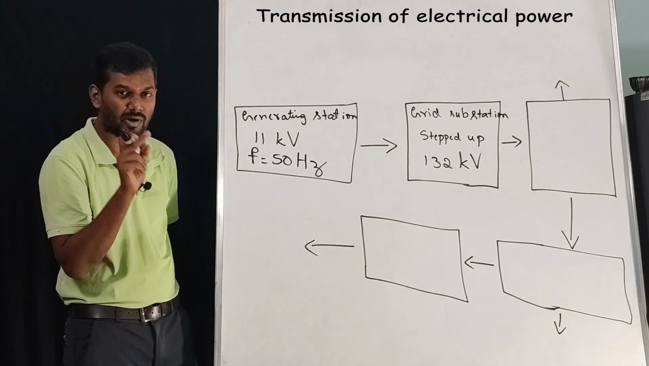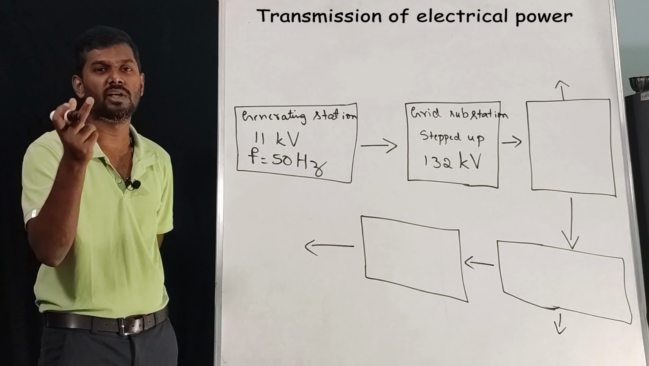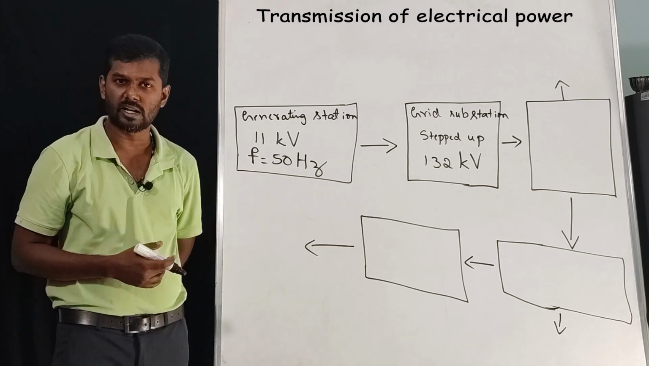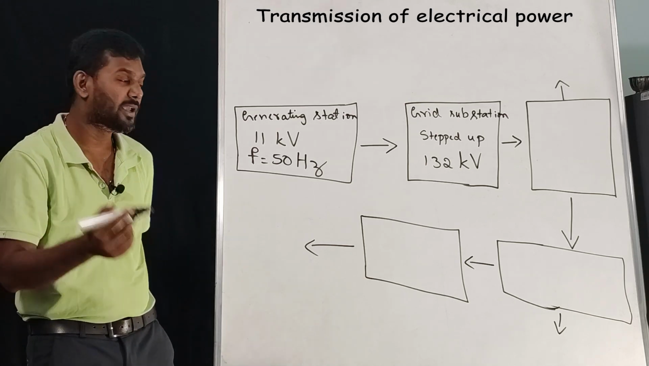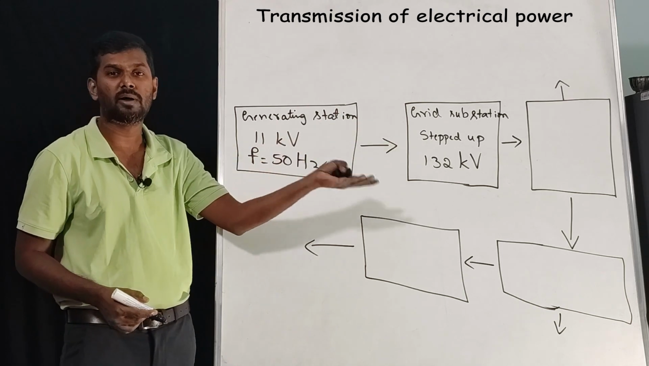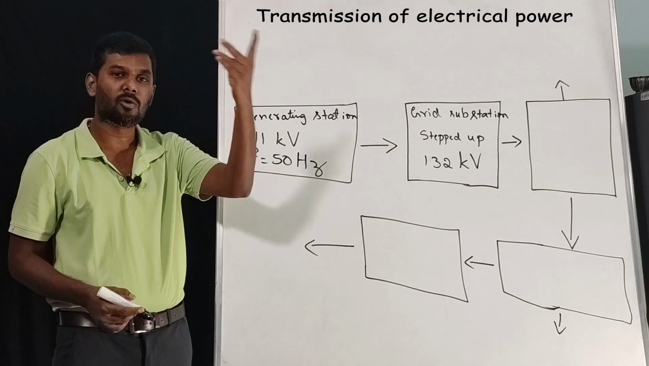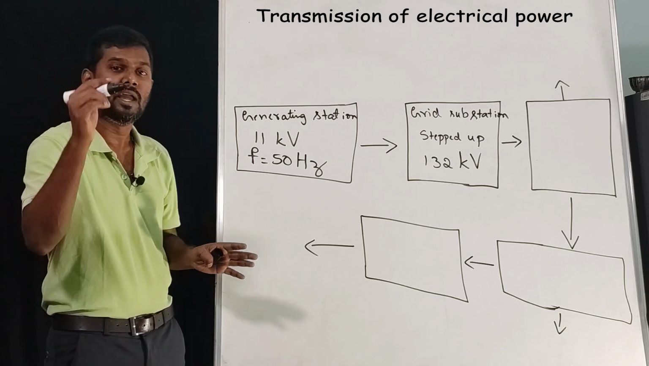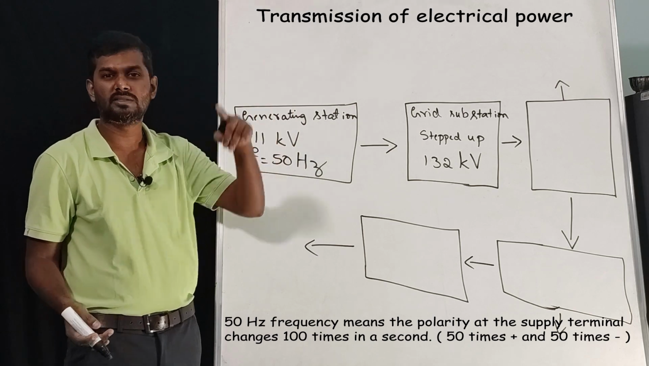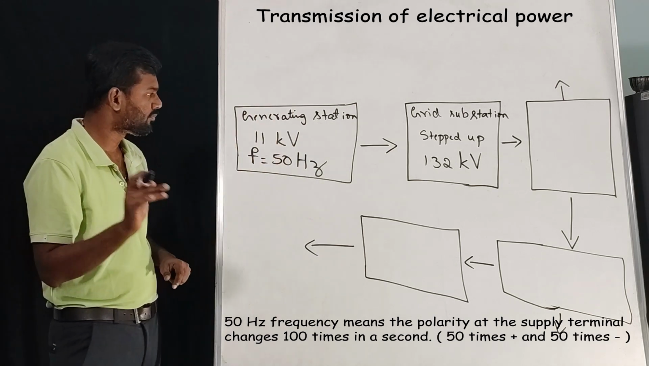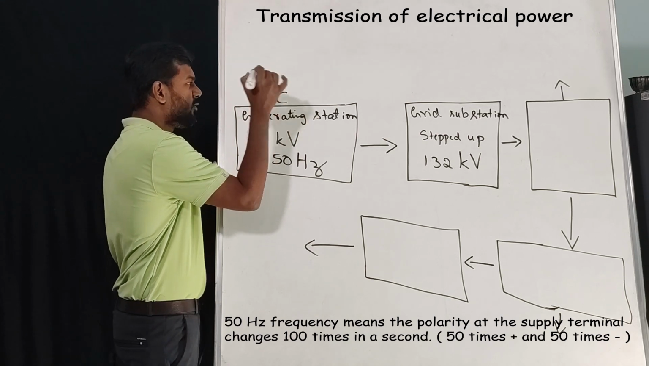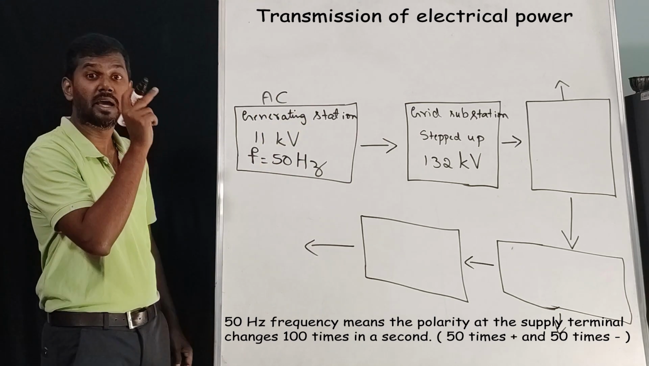It is not DC. Why not DC? This question they will ask. Why we cannot use DC current or DC voltage in a power generating station? Because it cannot be stepped up or stepped down. We have understood what stepping up and stepping down are. Stepping up means increasing the voltage, stepping down means decreasing the voltage. In DC current or DC voltage or DC power, we cannot step up or step down the voltage. Keep that in mind. Now whatever the generated energy is, it will be AC only. It is not DC current, it is AC current.